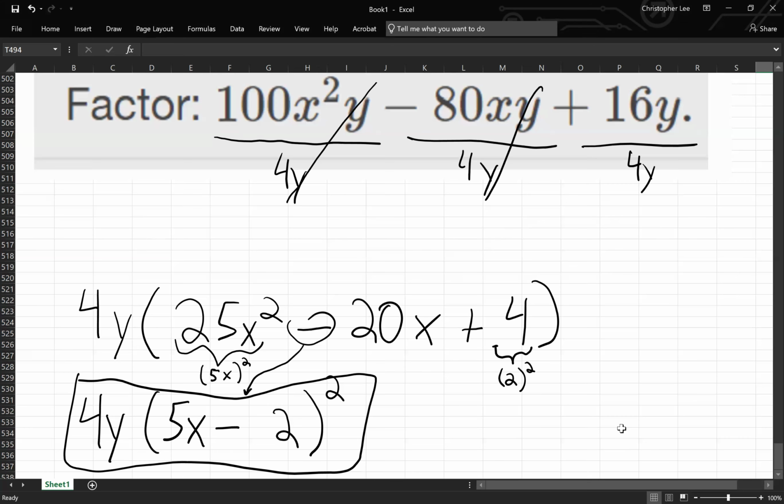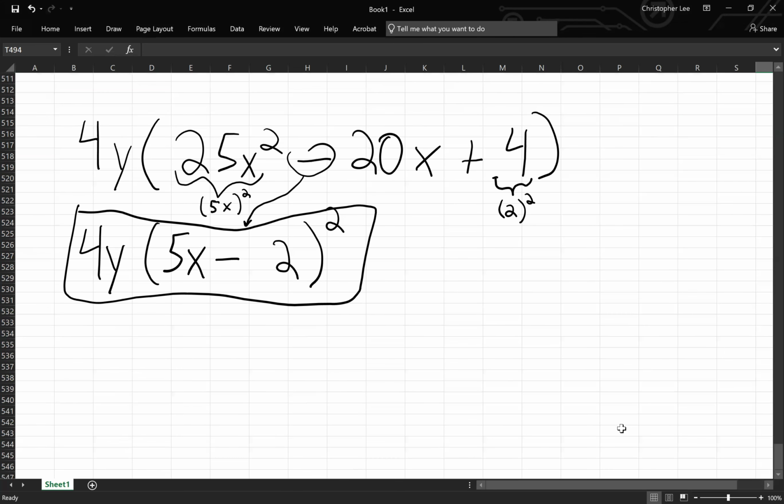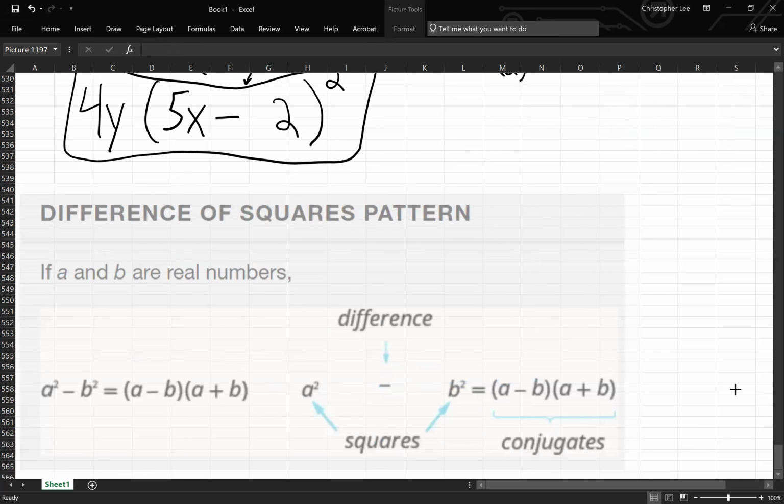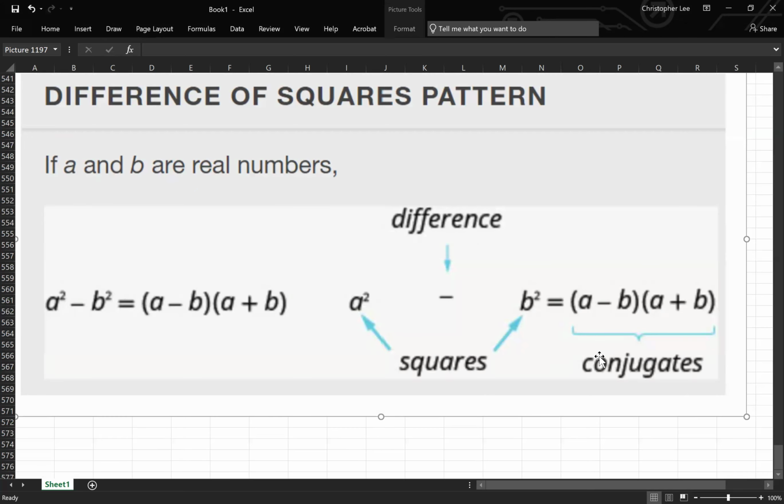Now I want to talk about what happens when we have two terms. We spoke about four or more, went down to three, now we're going to do two. For two terms, this is called the difference of squares pattern. If A and B are real numbers, A squared minus B squared is equal to A minus B times A plus B. The difference of two perfect squares, difference means subtraction, is just conjugates. That's it. Real simple. Let's take a look at an example real quick.